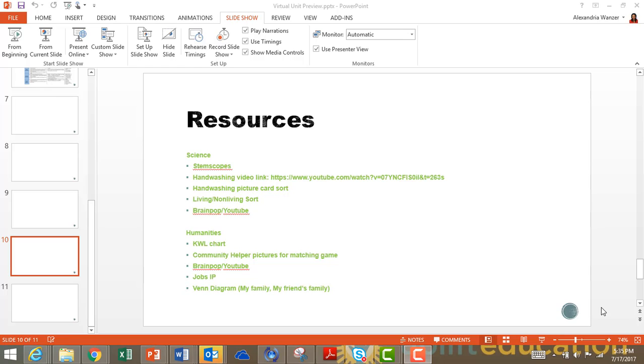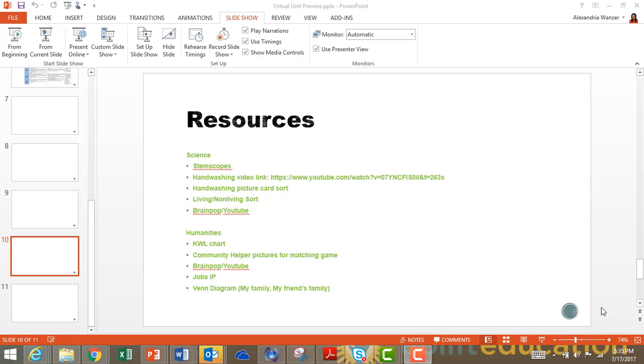When we do our hand washing lesson at the beginning of the year, there will be a video link, a fun little cute hand washing video, as well as a hand washing picture card sort that they can do. And then when we talk about living and non-living, there's going to be a sort and a scavenger hunt that scholars will do. And then of course Brain Pop and YouTube. I use a lot of Brain Pop and YouTube. Once I get my Brain Pop login, I should be able to share it with you guys.